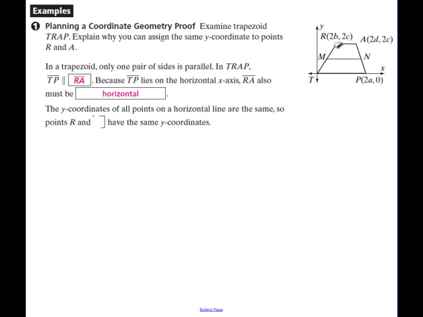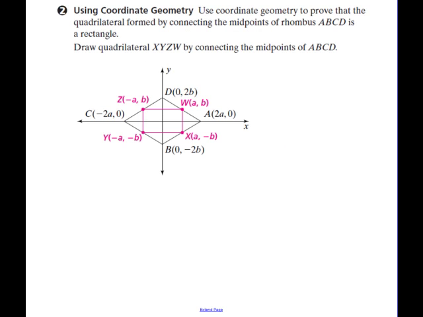If RA is horizontal, we know that any 2 points on a horizontal line are going to have the same y coordinates. So R and A are both on a horizontal line, therefore they must have the same y coordinates. So, like I said, pretty straightforward for that one. We do have another example before we move on to the quick checks, though. This one's a little more involved.